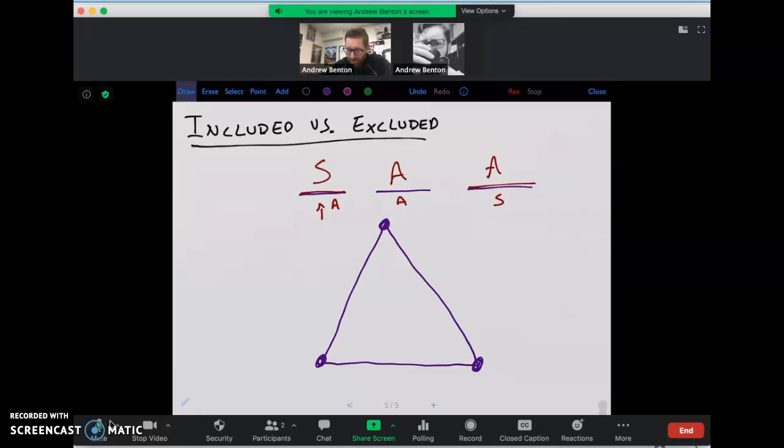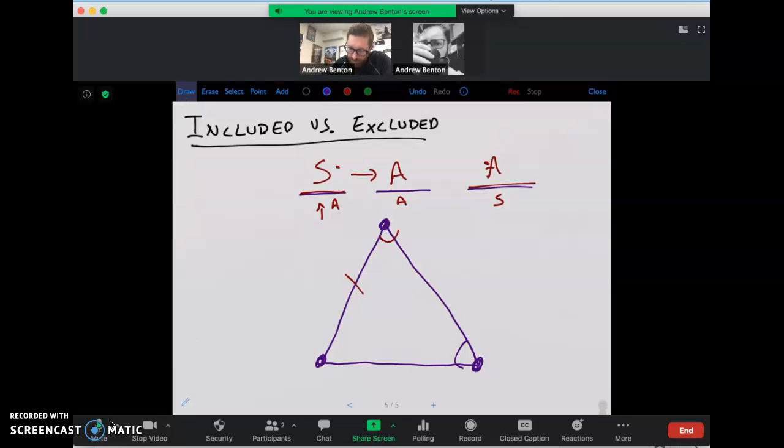So if I want to do side, angle, angle, the side is going to touch one of the angles, because it's touching this angle, but it's not touching this angle right here. The side's touching this, but it's not touching that. So the other angle would have to go here. That is called an excluded side.